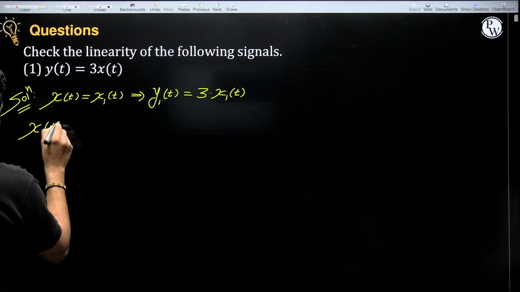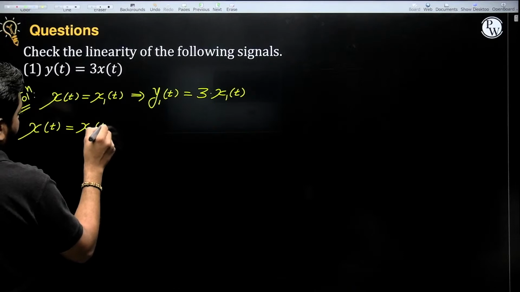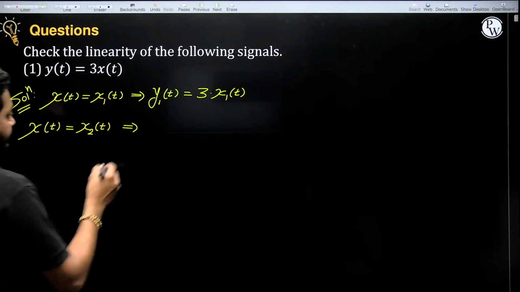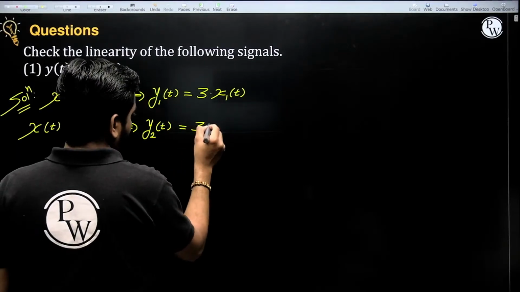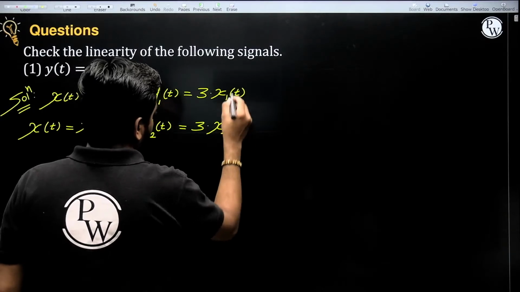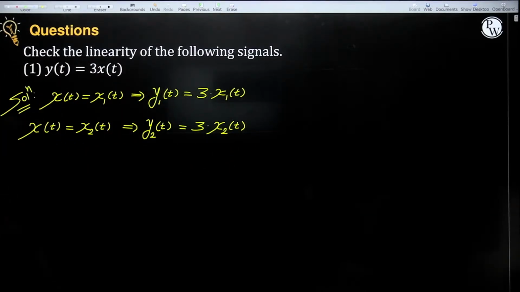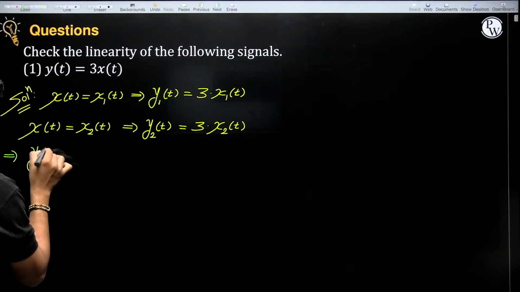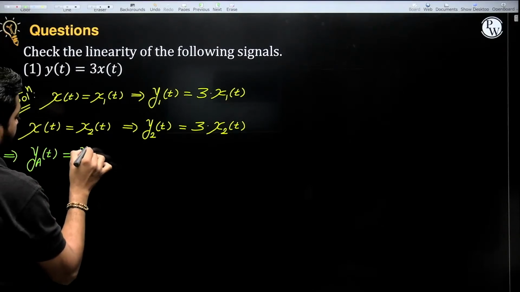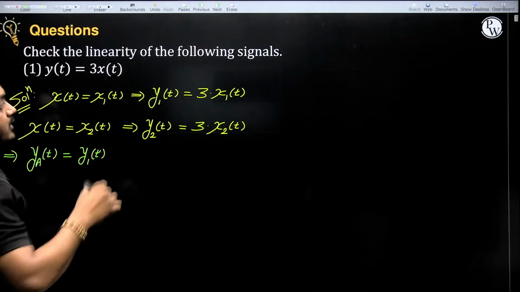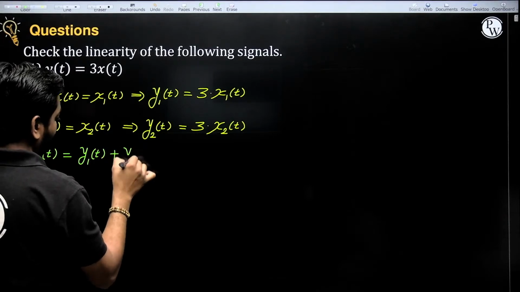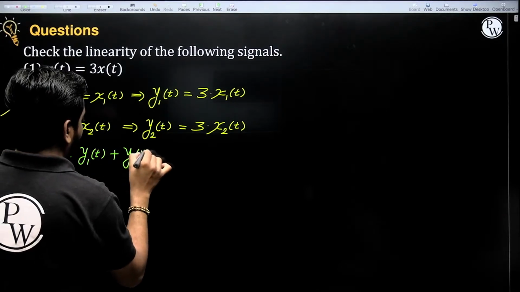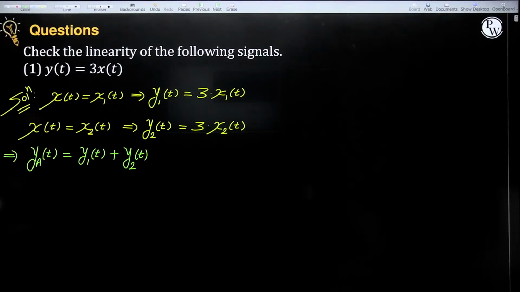Now remove x1 of t and take x of t equal to x2 of t. That means replace x1 with x2. The response is y2 of t due to x2 of t. These are the individual responses. Now find the sum of individual responses, y1 of t plus y2 of t.